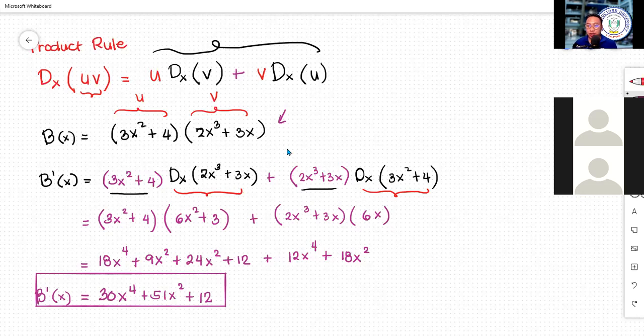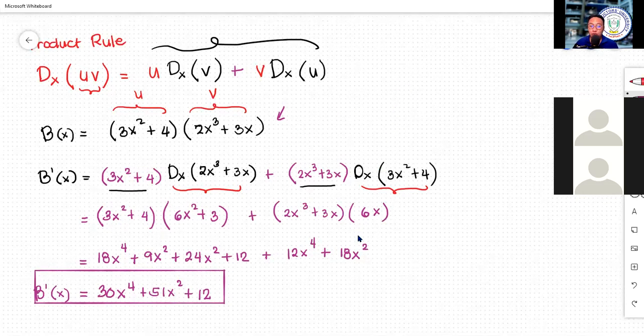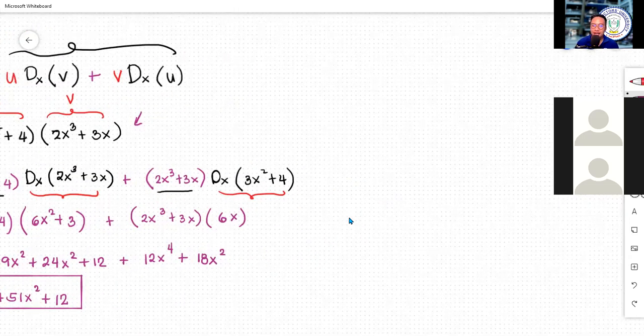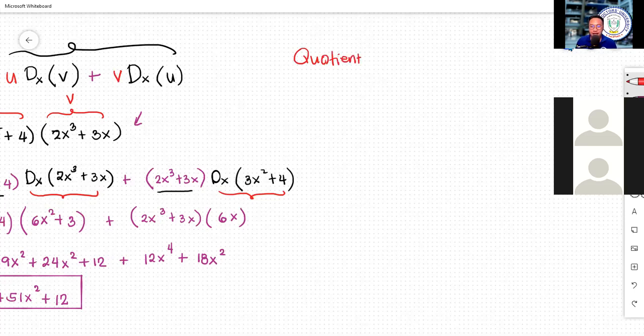Okay, so we're good with the product rule. Let's work with the quotient rule. Okay, sige. Quotient rule. Let me change color. So the quotient rule, guys, of course, the formula is in division.